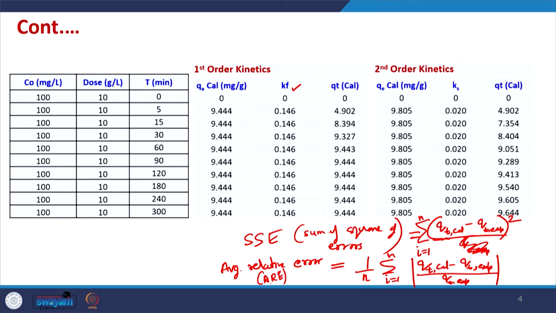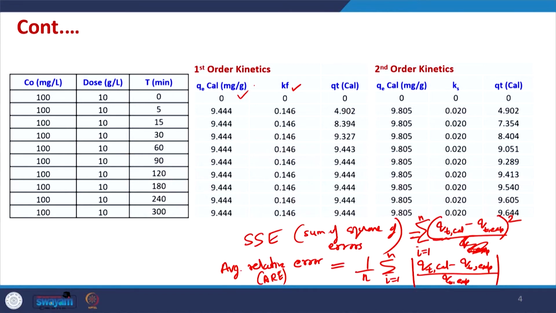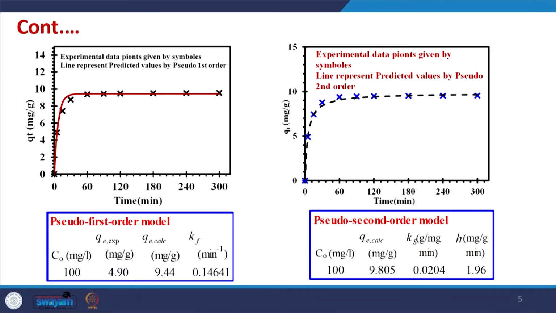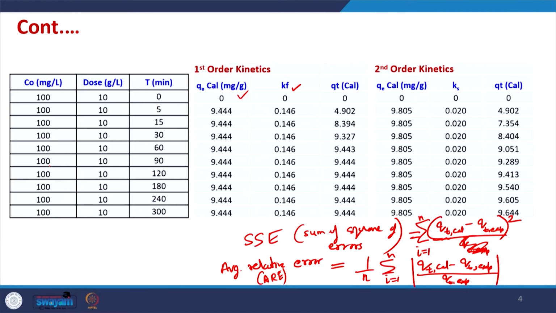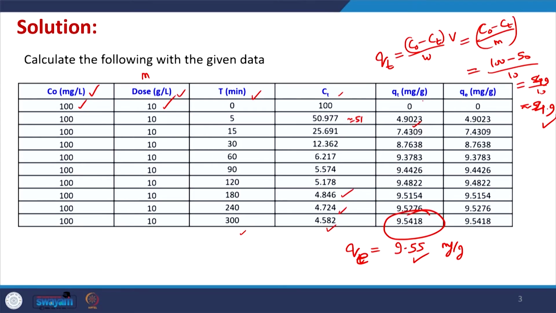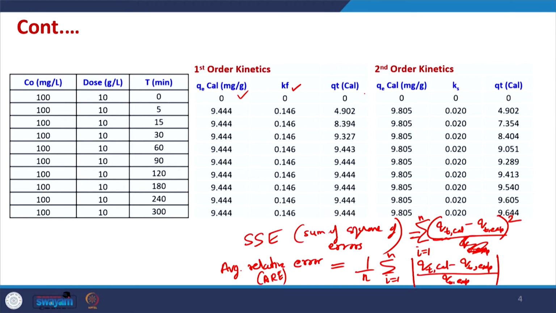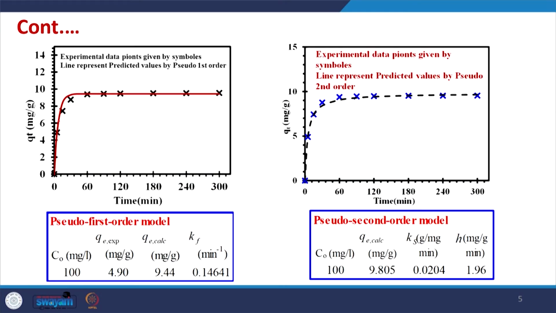So, we can use different types of error functions and minimize those error functions in such a manner that we can find out the Kf and the calculated values of QE. So, this is possible, and we can later on use these values to again get the fitting like this. So, if we represent the data, this is QT versus time. So, it will be given by these experimental data points.